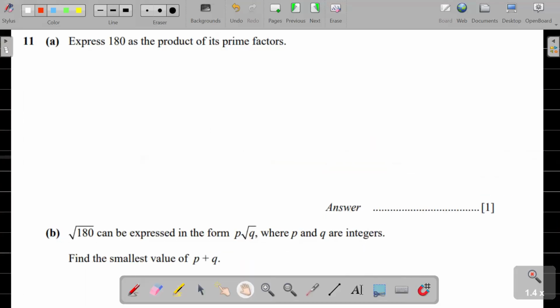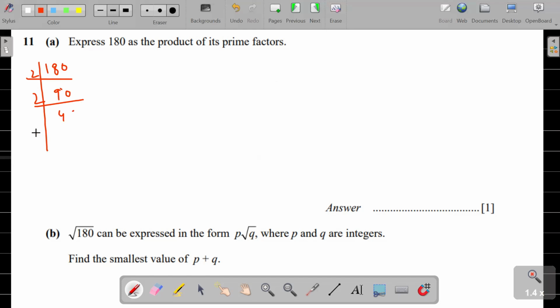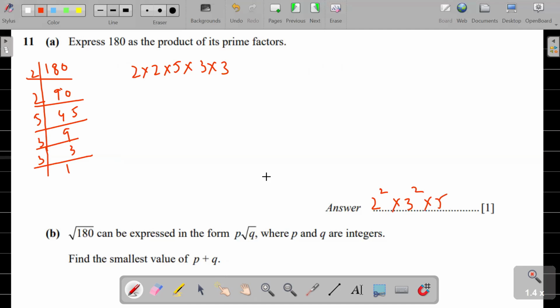Express 180 as the product of its prime factors. Let's do it. 180. 2 nines are 18, 0. 4s are 8, 1 carry forward, 2 5s are 10, 5 9s are 45, 3 3s are 9, and 2 times 2 times 5 times 3 times 3. We will write them in order: 2 raised to power 2, a single 5, and 3 raised to power 2, in the order of smallest number to the largest number. This is a 1 mark question, so they don't want you to write all the working.